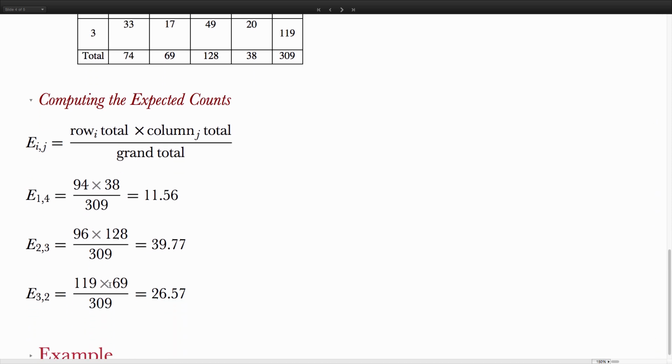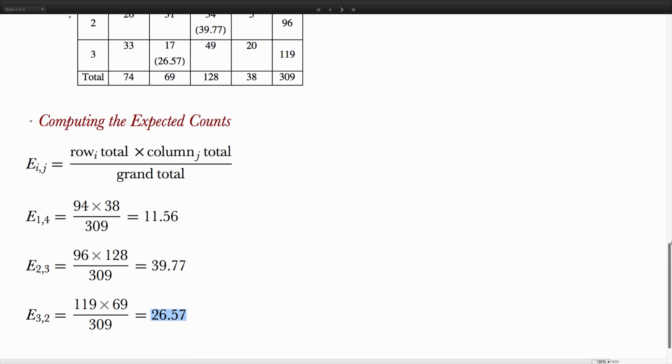So here's another calculation. E32, that would be the 3rd row, 2nd column. So that's the observed count. And again, row total times column total divided by grand total. Those are the quantities in this expression here, and it comes out to 26.57. So that number goes there. Okay.